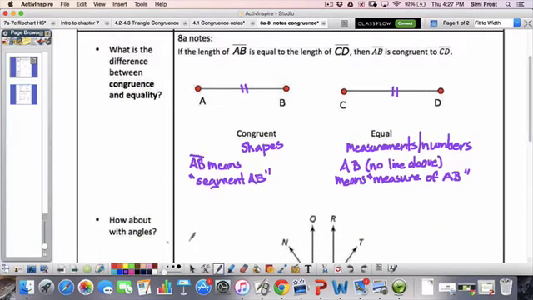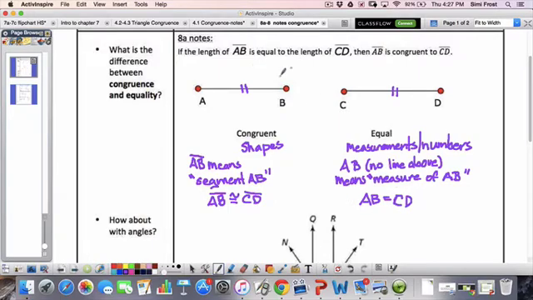Okay, so we've talked about that congruent has to do with shapes and equal has to do with measurements or numbers. So let me show you how we would write a statement. For instance, looking at this picture up here, we could say segment AB is congruent to segment CD. And this is the symbol for congruent. Look how it is an equal sign, but with this little squiggly up top. As opposed to the measure of AB is equal to the measure of CD.